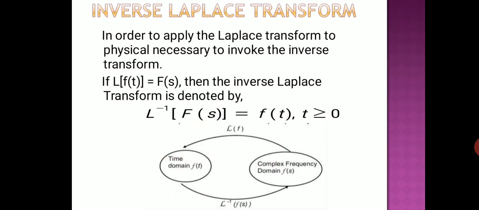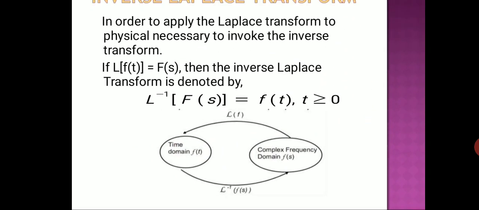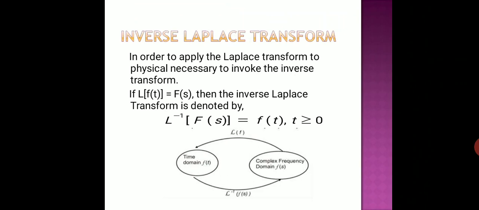Here the time domain is involved. In the Laplace transformation, f of t is transformed into F of s. Here F of s is transformed to f of t. Here L inverse is the inverse Laplace operator. It is also a linear operator. It satisfies all the properties of the Laplace transform, and similarly the elementary functions and formulas are the same as for Laplace transformations.